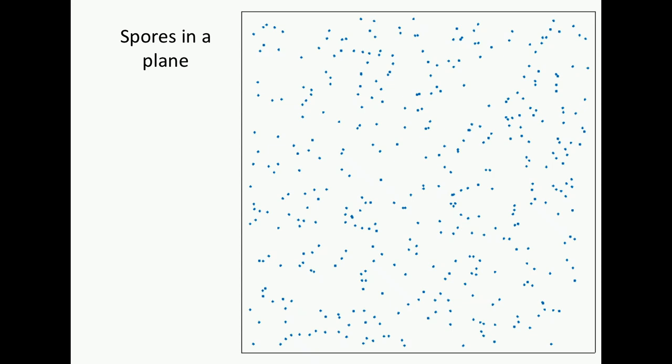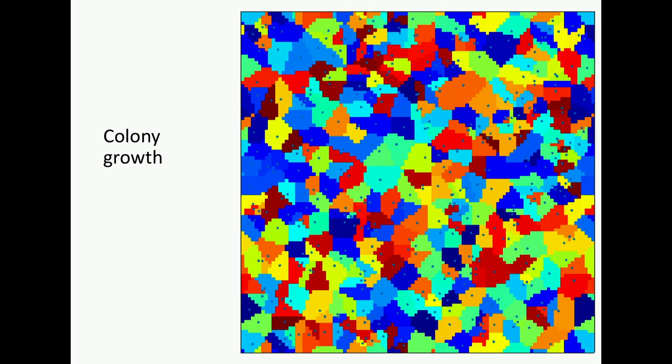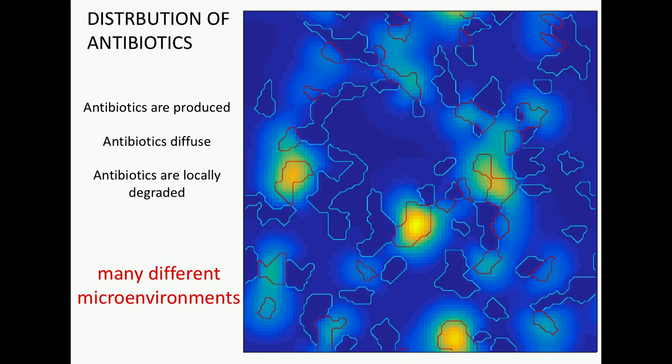Here is how it might work in a simulation. You scatter some spores on your virtual petri dish. The colonies grow, and they crash into each other. By the way, in this way of doing things, the biomass you get per colony corresponds exactly to what Will was saying, the Voronoi tessellation. Then different colonies have different properties. What's shown here in red contours are antibiotic producer colonies. They produce antibiotic, and it starts diffusing. What is shown here in cyan are antibiotic degrading colonies. They start degrading the antibiotic. Over time, you start getting many different microenvironments, just because of the randomness of who is neighbor to whom.